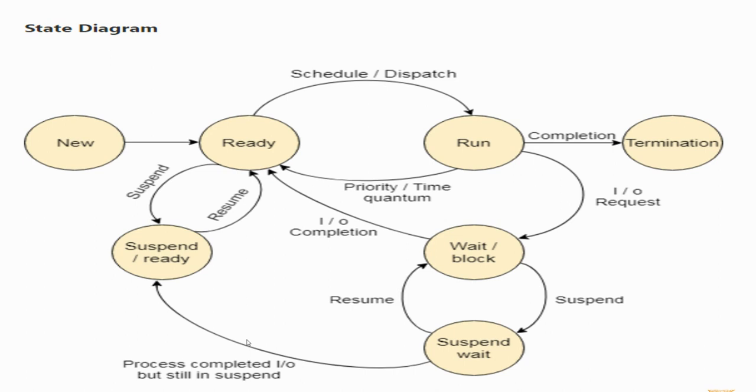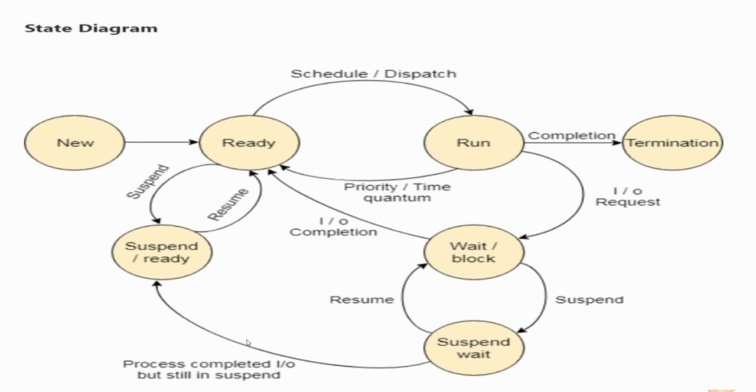Now this process from the new state will go to the ready state. For a process to go from the new state to the ready state, it should acquire all the required resources, all the input output devices, all the required resources.